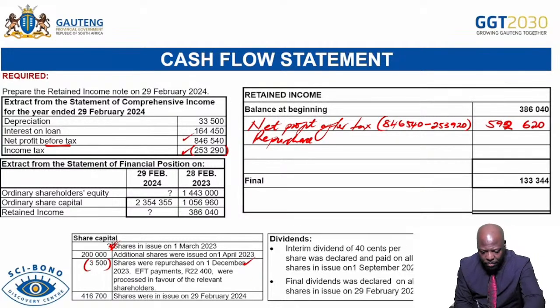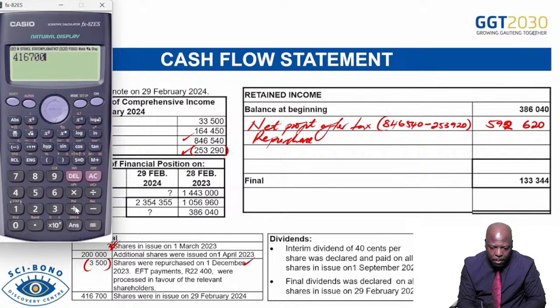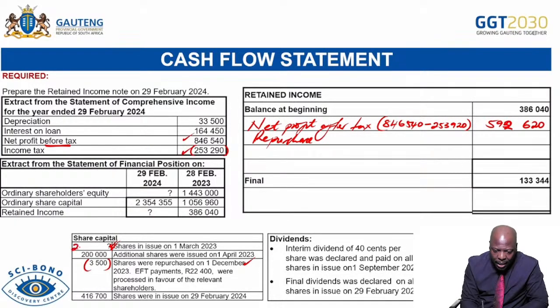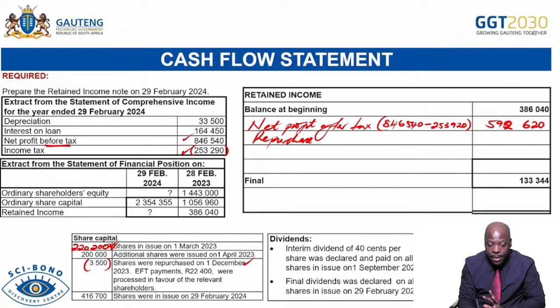So we add them. Okay. So we're going to add them. So we're going to say plus 3.5. And then we subtract the 200,000 that was issued, minus the 200,000. And that's going to give us 220,200. Okay. So here we know that at the beginning we're at 220,200. Okay, that's of great importance.